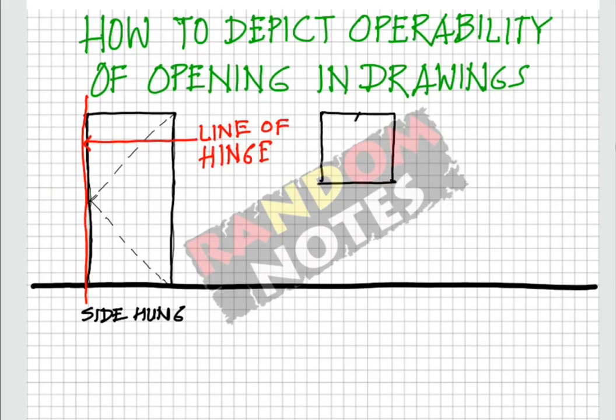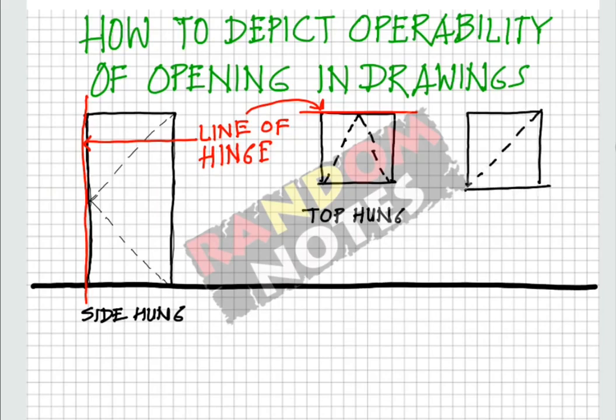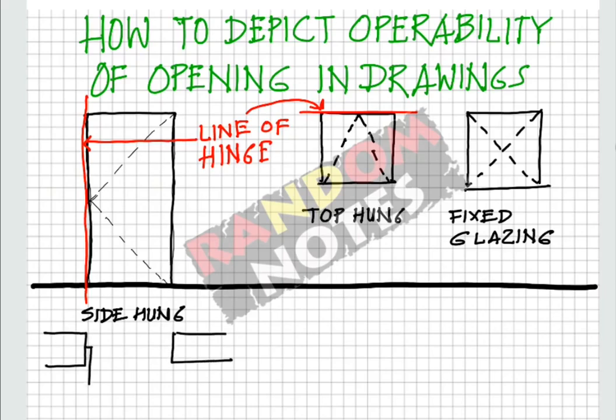Applying the same principle for a top hung window, the dotted lines merge in the center of the side having the hinge. If there is a fixed glazing in an opening, then these dotted cross lines depict that situation. And this is how you show the side hung door in plan. The arc shows the extent of swing of a shutter. Don't show it by a 45 degree line.